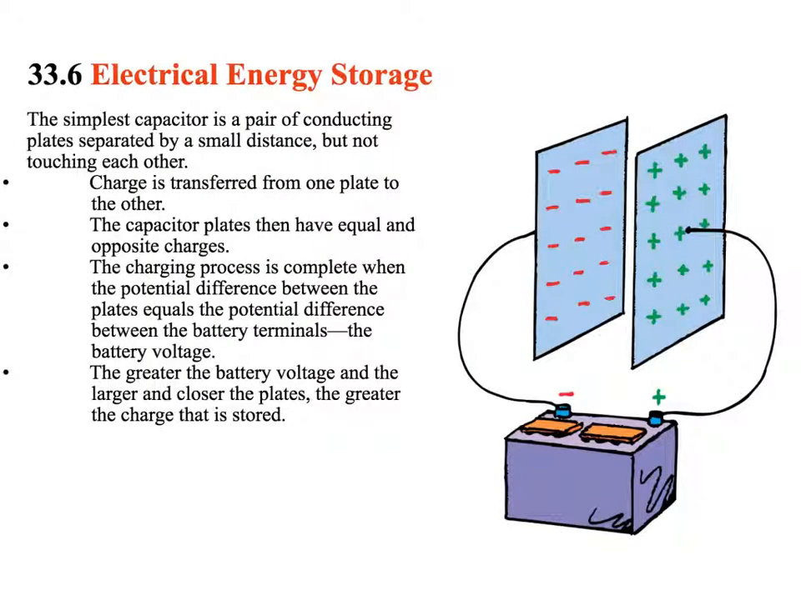The simplest capacitor is a pair of conducting plates separated by a small distance but not touching each other. Charge is transferred from one plate to the other, and the capacitor plates then have equal and opposite charges. The charging process is complete when the potential difference between the plates equals the potential difference between the battery terminals, the battery voltage. The greater the battery voltage and the larger and closer the plates, the greater the charge that is stored.